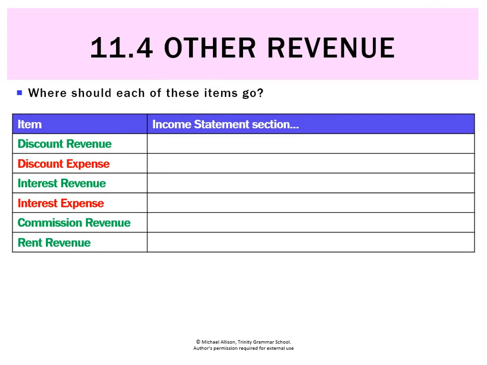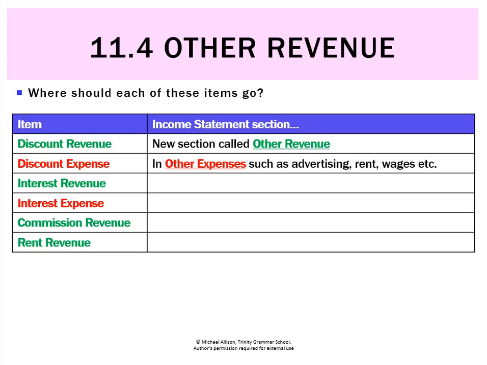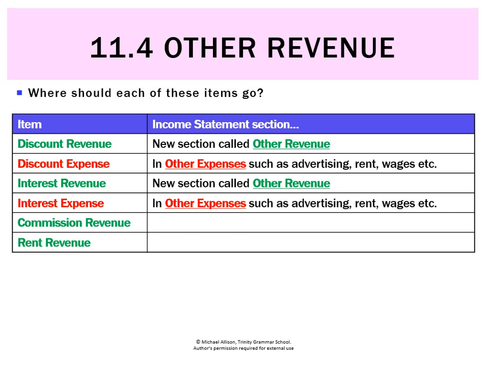So here's a table that's going to break it down. Discount revenue is actually going to go in a new section of our income statement called other revenue. So not regular revenue, which would be sales, this is other revenue. Discount expense is simply another expense, so that'd go in with your advertising, rent and wages and so on. Interest revenue is an other revenue as well, so that'll go in with your discount. Interest expense, however, is just another expense. Commission revenue will actually go in our revenue section, so that'll go with our sales, and we'll look at exactly what commission is in a second. Rent revenue, however, will go in other revenue.